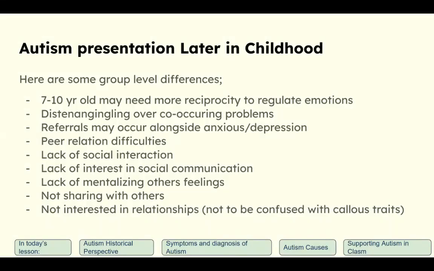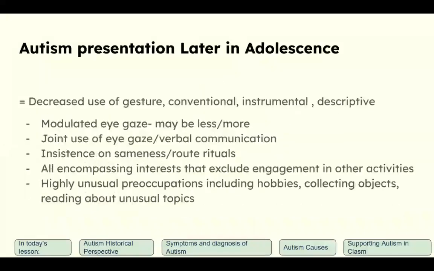Now, that's not to say people with autism are not empathetic. Indeed, sometimes they can be hyper empathetic, to a level where they feel on a very deep level. But there can be issues with mentalizing what people's intentions are, for example. Again, not interested in relationships.